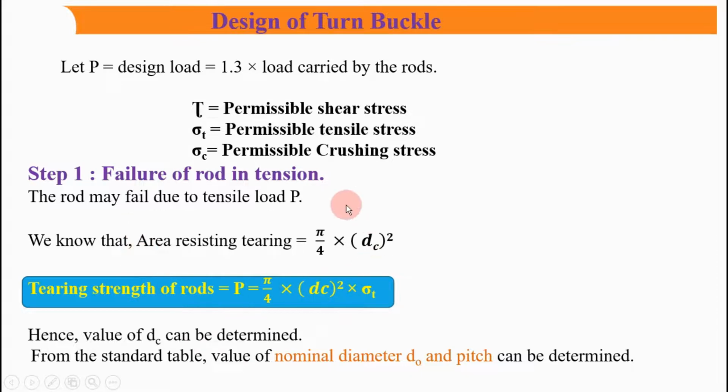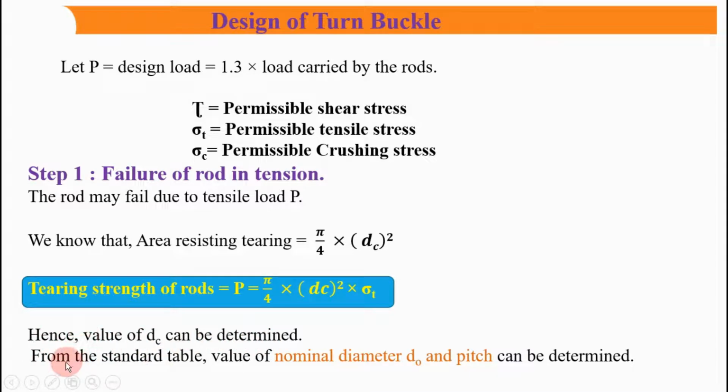So by this relation, see guys, we can easily find out the value of DC, because we have all these values: P we have, and sigma T is also given in the numerical, or you need to select it from the design data book. Then by this relation we can easily find out the value of DC. So I have written here, hence the value of DC can be easily determined.